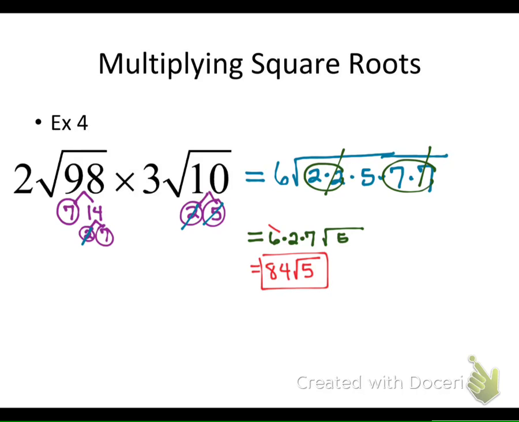Now, again, you don't have to show this step here. The 6 times 2 times 7, you don't have to do. I just couldn't quickly work that in my head, so I went ahead and wrote it out. So you could really go from here to here without doing this step in the green. All right, 2 more examples. You ready?